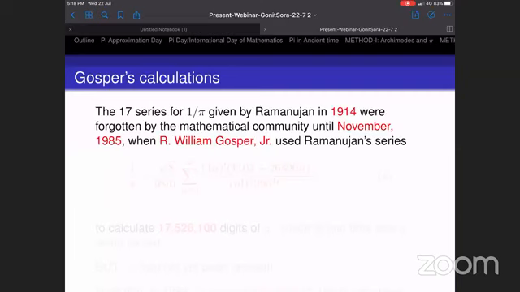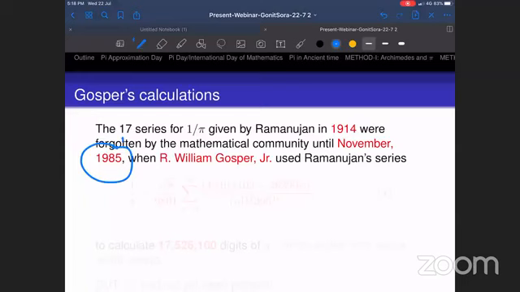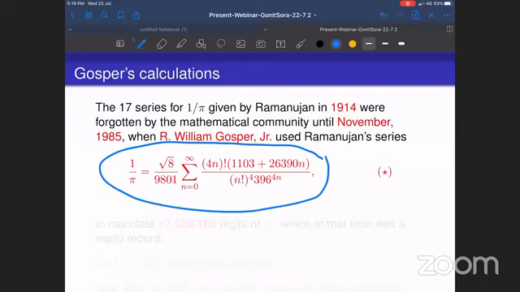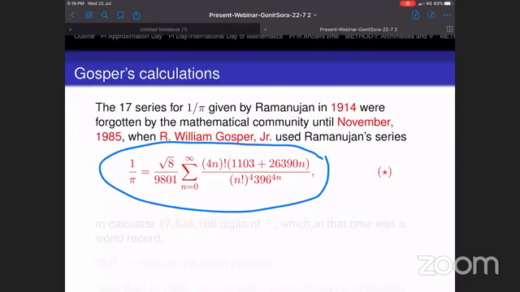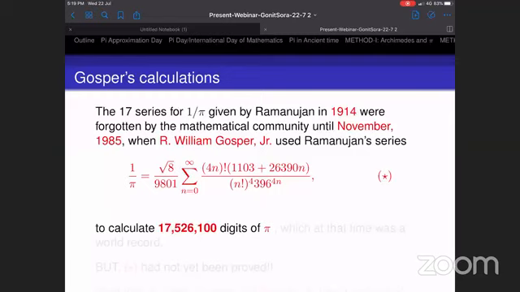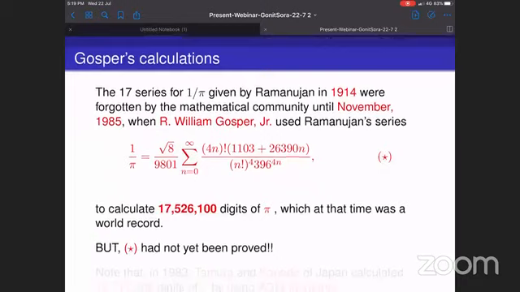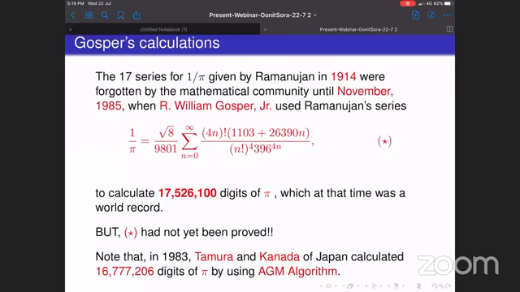And then in 1985, R. William Gosper used one of Ramanujan's series, this one, for 1 over pi. And using this series, he calculated the value of pi to over 17 million digits. This was a record at the time. But this formula had not yet been proved. Note that in 1983, Kanada of Japan calculated over 16 million decimal places using a different algorithm. So when Gosper calculated over 17 million decimal places using the Ramanujan series, people knew that Ramanujan was actually correct, and it was a new method using Ramanujan series.